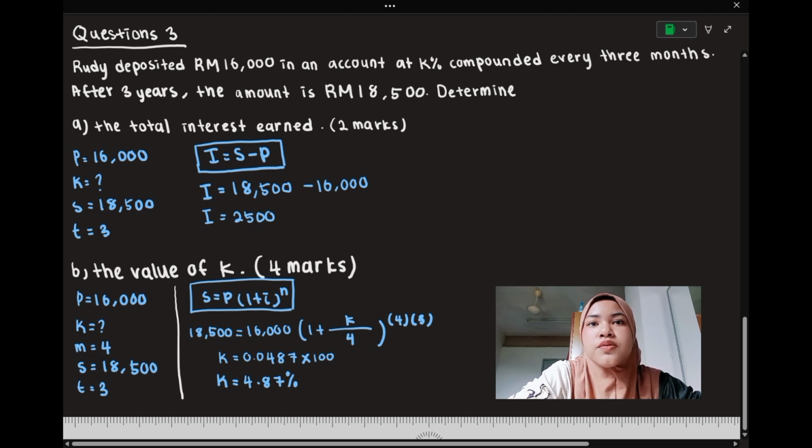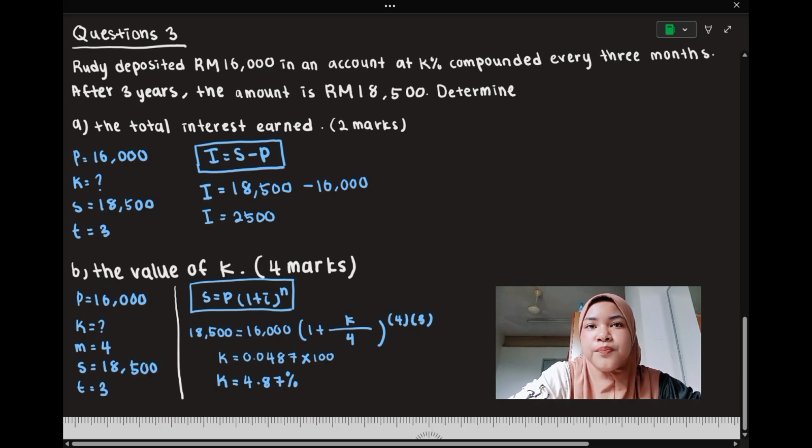To calculate the total interest earned, we use this formula: I equals S minus P. So we put the information given into the formula. I equals 18,500 minus 16,000. So the total interest earned is 2,500.